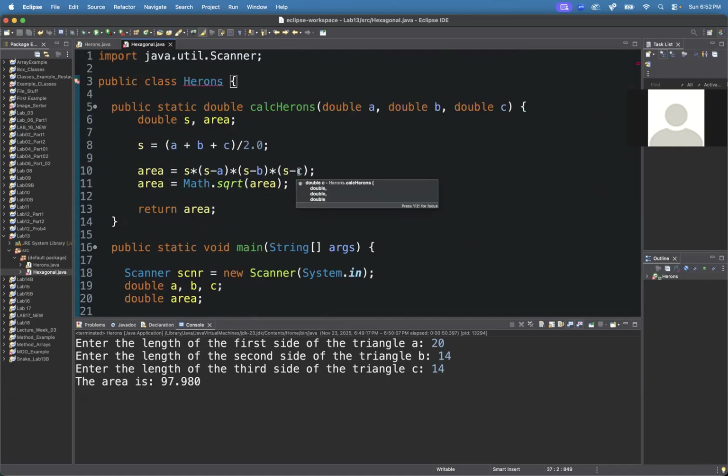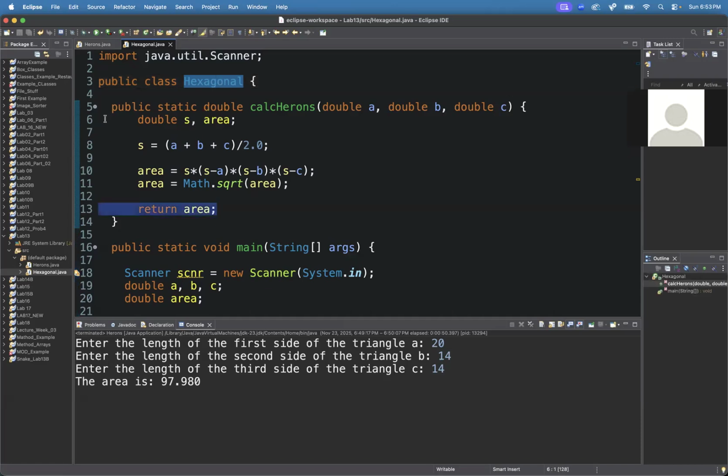Now, what do we have to change? Well, many things. So if I just copied that problem, first of all, the class name is hexagonal, so I have to change the class name here to hexagonal. Okay, so now that's right.